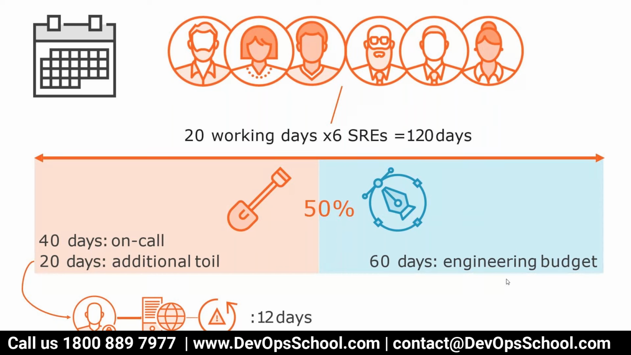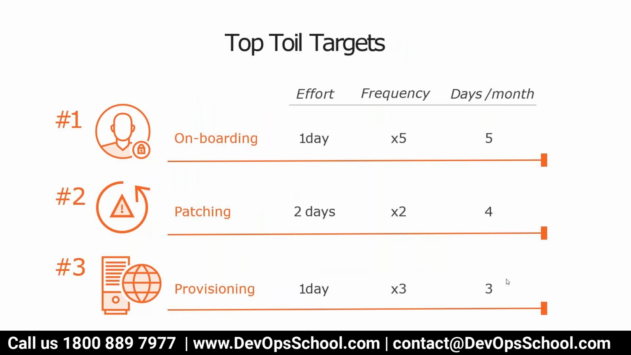Now let's say, just for understanding, do not take it as a recommendation or anything. There's no strict, restrictive process with SRE. Everything is actually very flexible. So 60 days we have for the engineering budget. I mean, 60 remaining days we have. So how do we plan for this? So guys, there are three toils which you have.